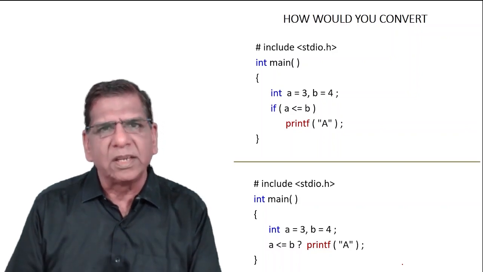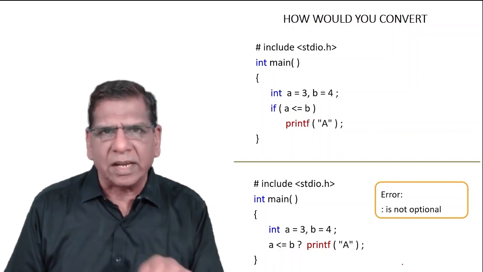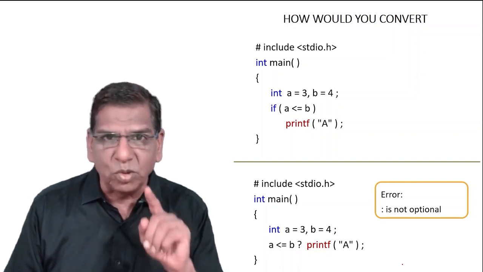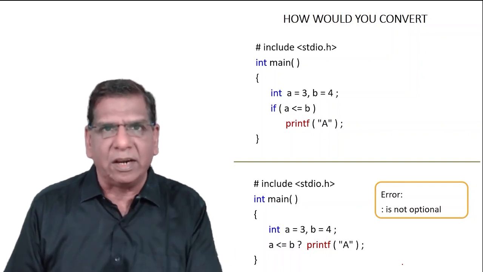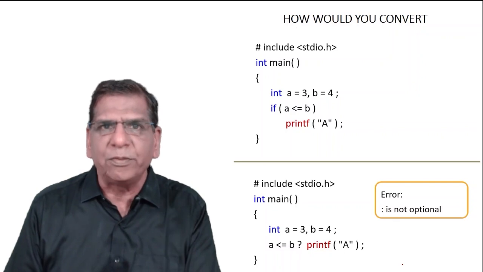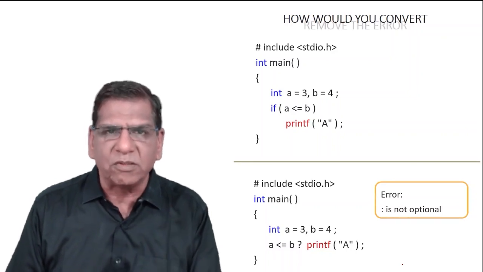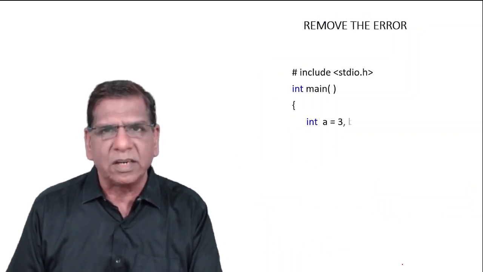Everything seems to be correct. However, when we execute or when we even attempt to compile the second program, it would result into an error. And the error arises because colon is not optional. Anytime you use question mark, you are duty bound to make use of colon, which is unlike if and else. If you use an if, else is optional. If you need it, use it. Otherwise, forget about it. Whereas with question mark colon, it is not so. If you use a question mark, you have to make use of colon. You cannot drop it. So let's rectify this program now.